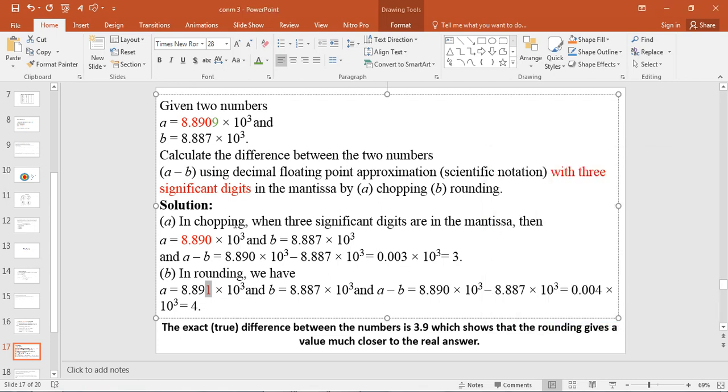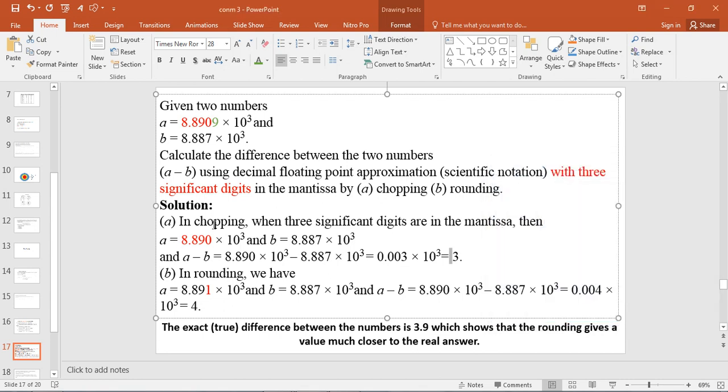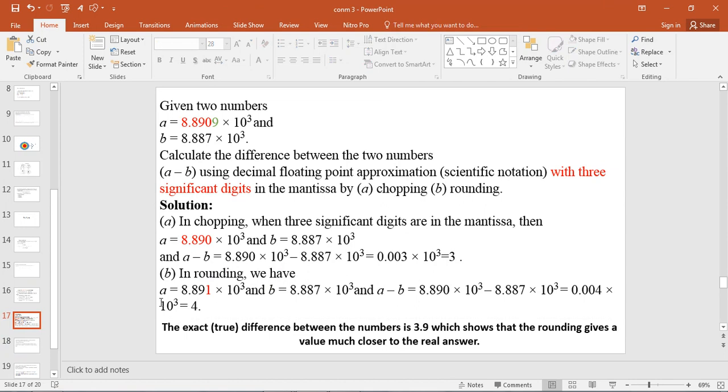So when I chopped off, I got 3. When I rounded off, I got 4. But what is the exact result? If I find the exact values, I will have to multiply 10 to the 3 over here. So what will I have is 8.8909 minus 8.887. So it's 3.9. So the exact value was 3.9, but when I chopped off, I got the value 3. When I rounded off, I got 4. So these are the approximated values, isn't it?